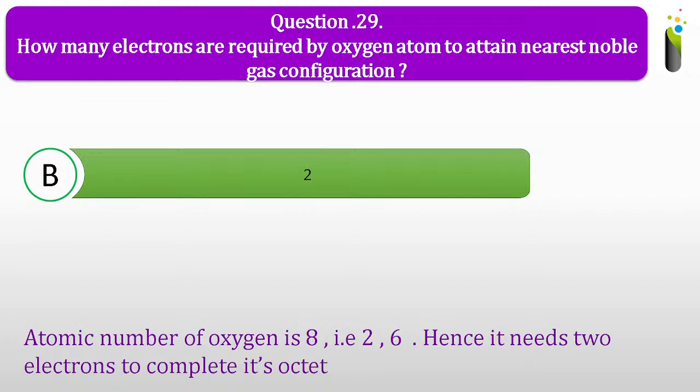And the correct answer is 2. That is, the 29th answer is B. See, the atomic number of oxygen is 8. So its electronic configuration is 2, 6. Hence it needs 2 electrons to complete its octet.